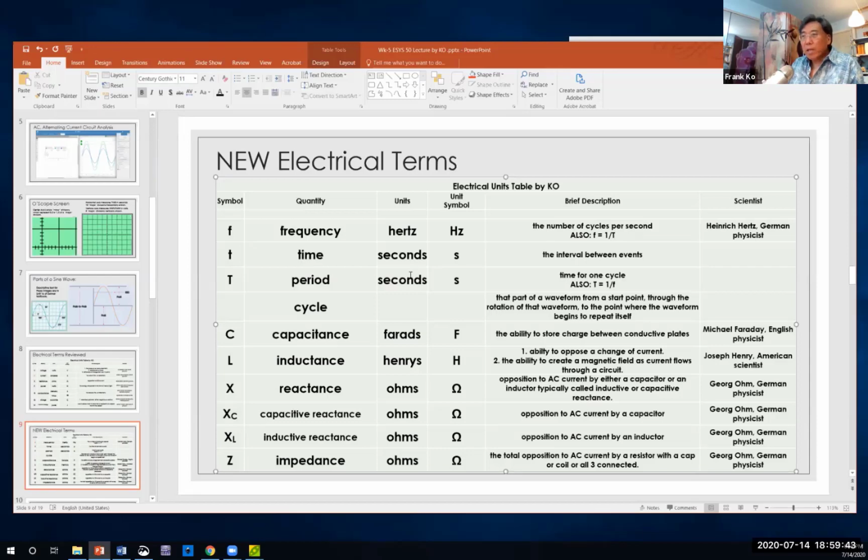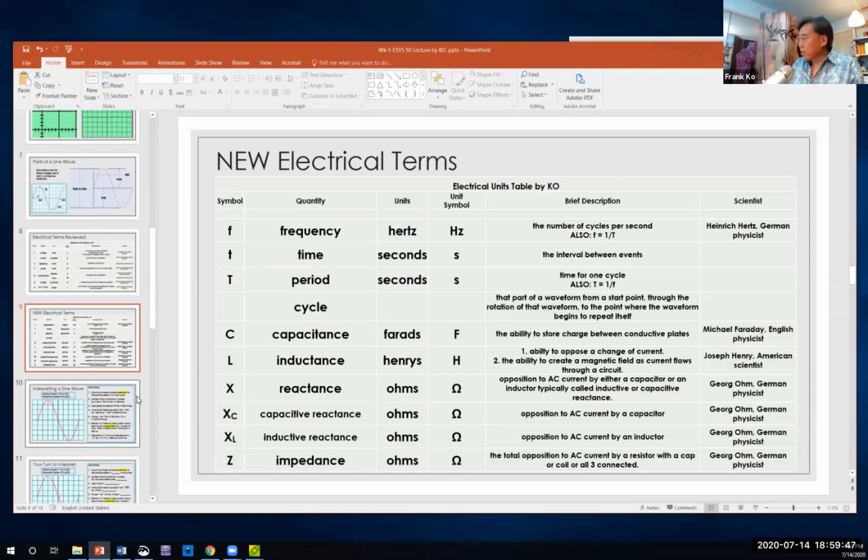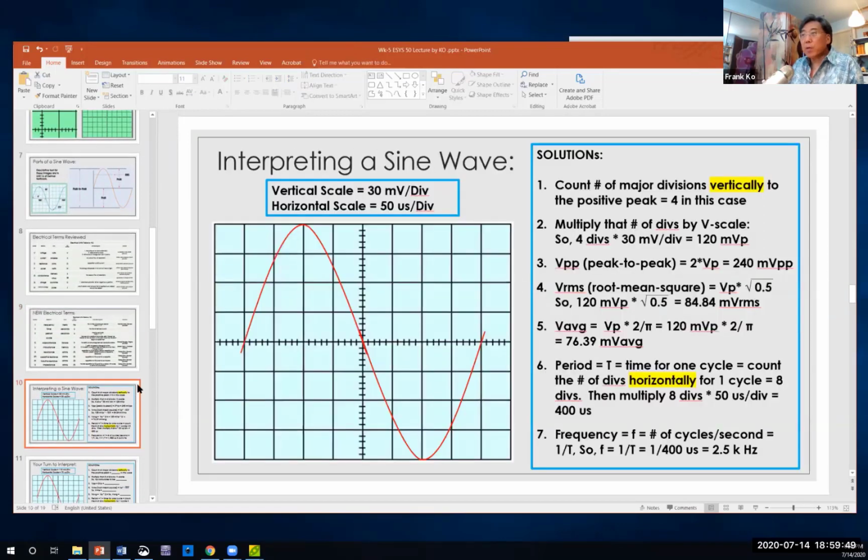Okay. Now, let's go ahead and try to play with a wave shape. So here is a wave shape. We're going to interpret the sine wave.